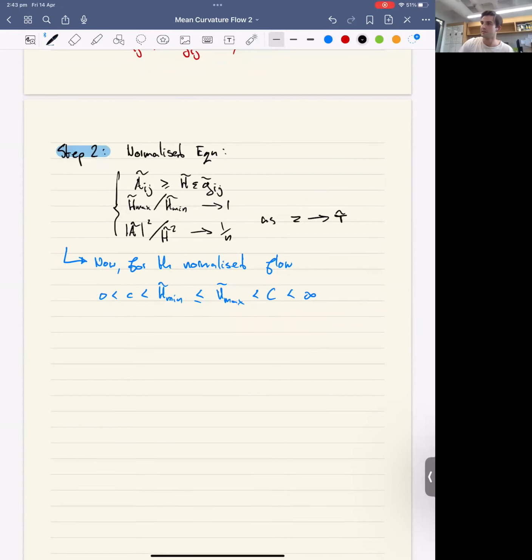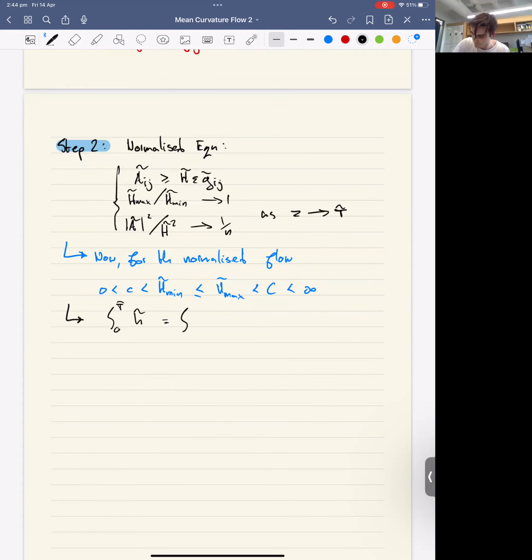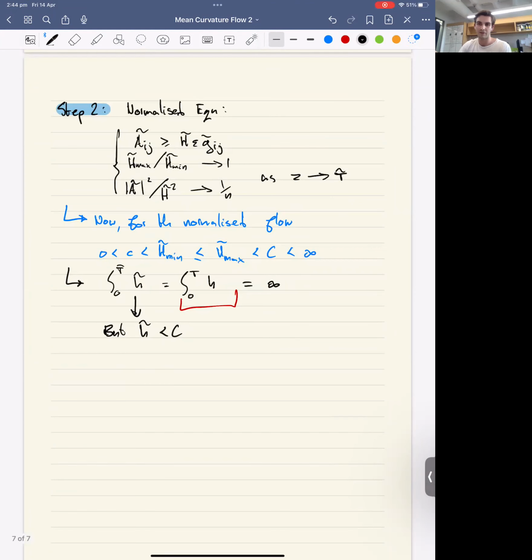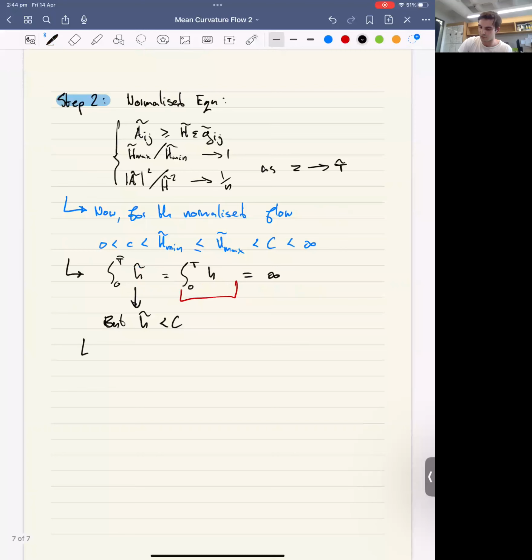Okay, and using the fact that these are bounded, I can look at the integral of this H squared that I defined before. Huisken shows at some point that this is infinite for the unnormalized flow, but I can now say it is bounded. So if I'm integrating something continuous over a bounded domain and it's bounded, everything's going to be bounded. So the fact that my integral diverges tells me actually this maximal time must have been plus infinity all along.